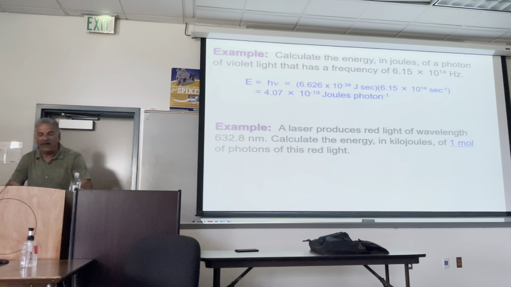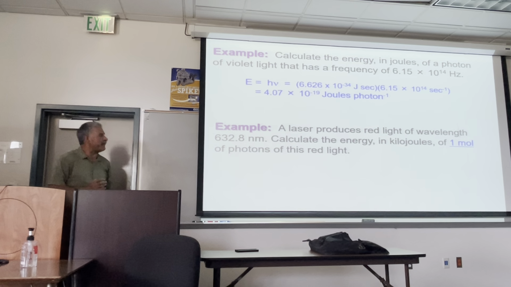So E equals hv. h is Planck's constant, 6.626 times 10 to the minus 34 joule seconds. Times 6.15 times 10 to the 14 seconds to the minus 1, which means 1 over seconds, right? Equals 4.07 times 10 to the minus 19 joules per photon. And remember, this is in the packet, right?